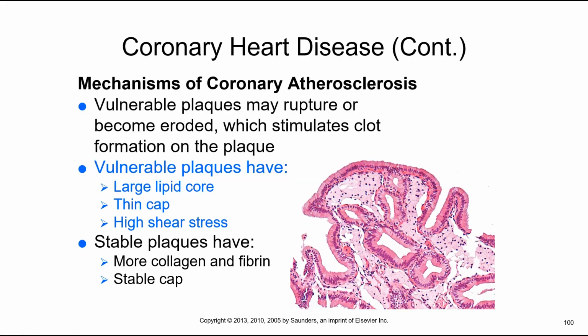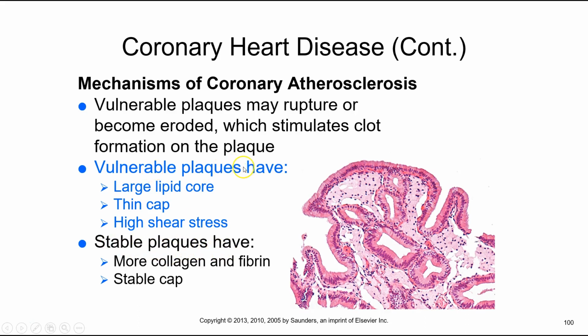So some atherosclerotic plaques are going to be stable. They're going to have a lot of collagen and fibrin that helps stabilize the cap of the plaque. And if it's stable, that means it's unlikely to break off and go somewhere. So that's a good thing to have. I mean, if you have to have atherosclerosis, you want that atherosclerosis to have a stable plaque.